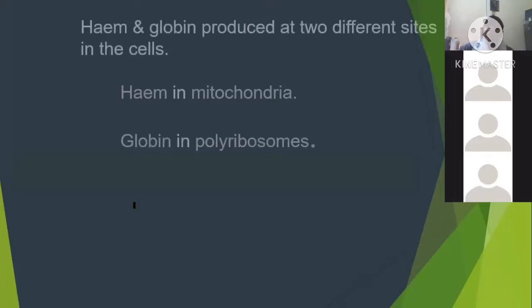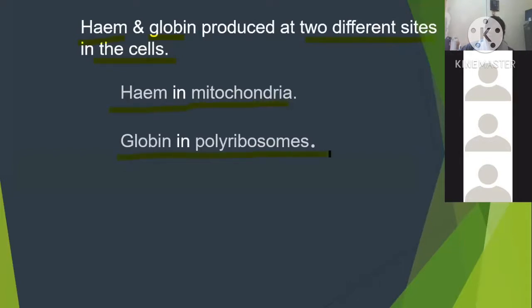Now, the heme and the globin. Hemoglobin has a prosthetic group, that is the heme. Heme is a prosthetic group and globin is the protein part. Now here, the heme and this globin are produced at two different sites in the cells. So, you know where the heme is produced? The heme is produced in the mitochondria, whereas the globin is a protein, and you know that proteins are synthesized in the ribosomes. So the globin part is synthesized in the polyribosomes, whereas the heme part, the prosthetic group of this protein, is synthesized in the mitochondria. That is, at two different sites they are produced.